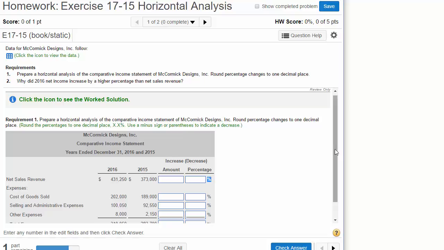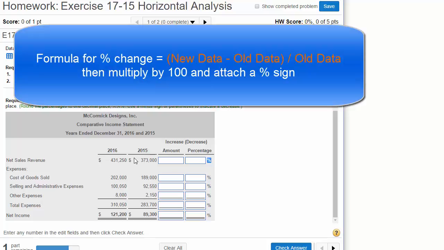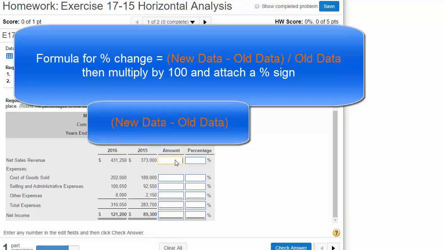As you hopefully remember from the previous video, the formula for percentage change is new minus old, divided by old. When we say new, we're talking about the newest data, so 2016, minus old, the prior year data, divided by old, the prior year data. They've given us a column for amount of increase or decrease, and then the percentage. Here, we just want the dollar amount of change, which is new minus old.